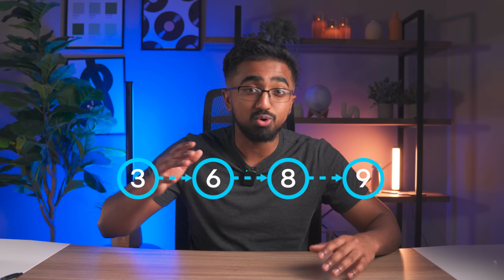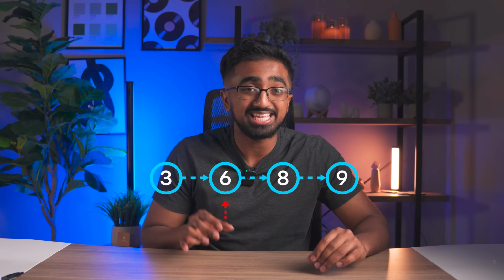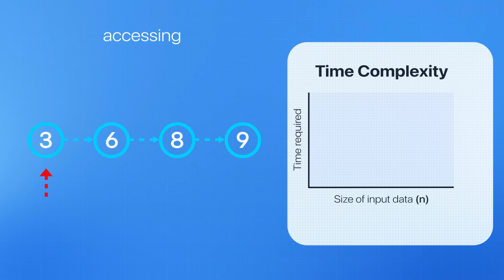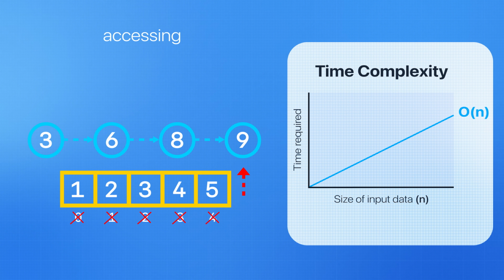This makes linked lists more flexible than arrays since you can easily add or remove elements without worrying about shifting everything around. However, accessing specific elements is slower because you have to traverse the list from the beginning to find it. So in terms of time complexities, accessing an element by an index is an O of n operation because you actually have to go through the list. There's no index built into the linked list.